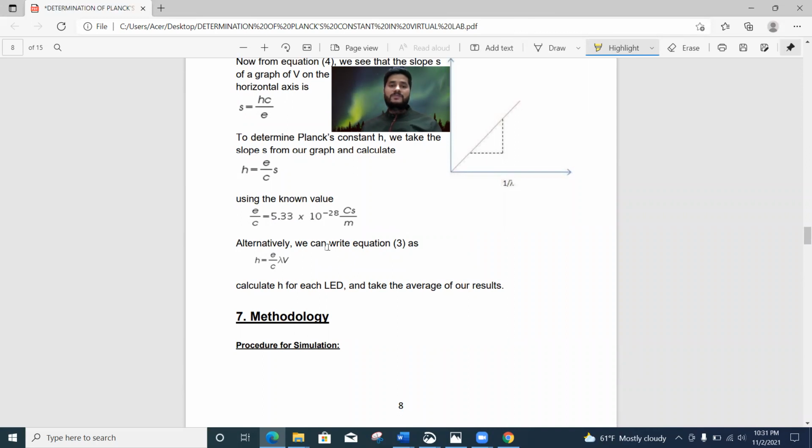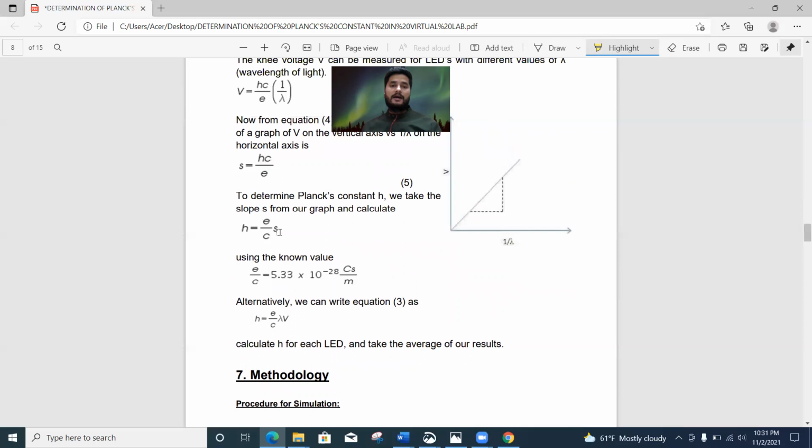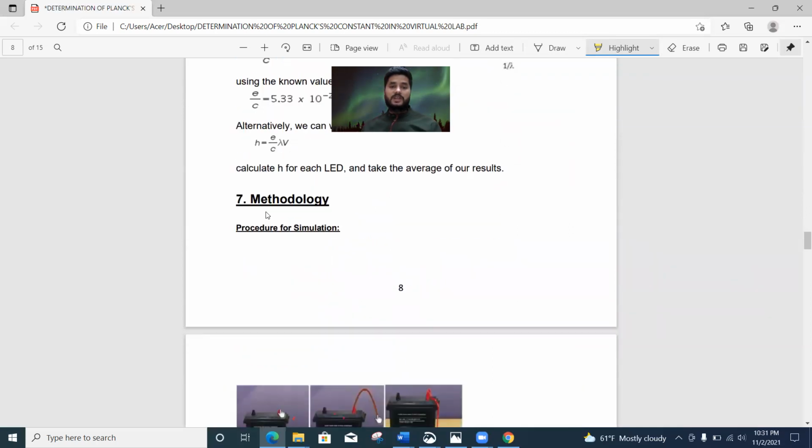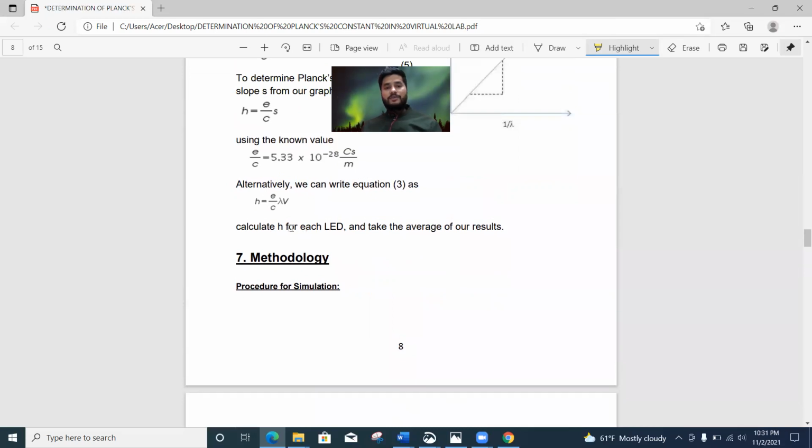Alternatively, we can write equation 3 in the form h is equal to e by c, multiplied by s, which equals h lambda. If we substitute the value in the form of this equation, sc over e, finally we get this equation. Calculate h for each LED and take the average of our result. We do this in our virtual lab.